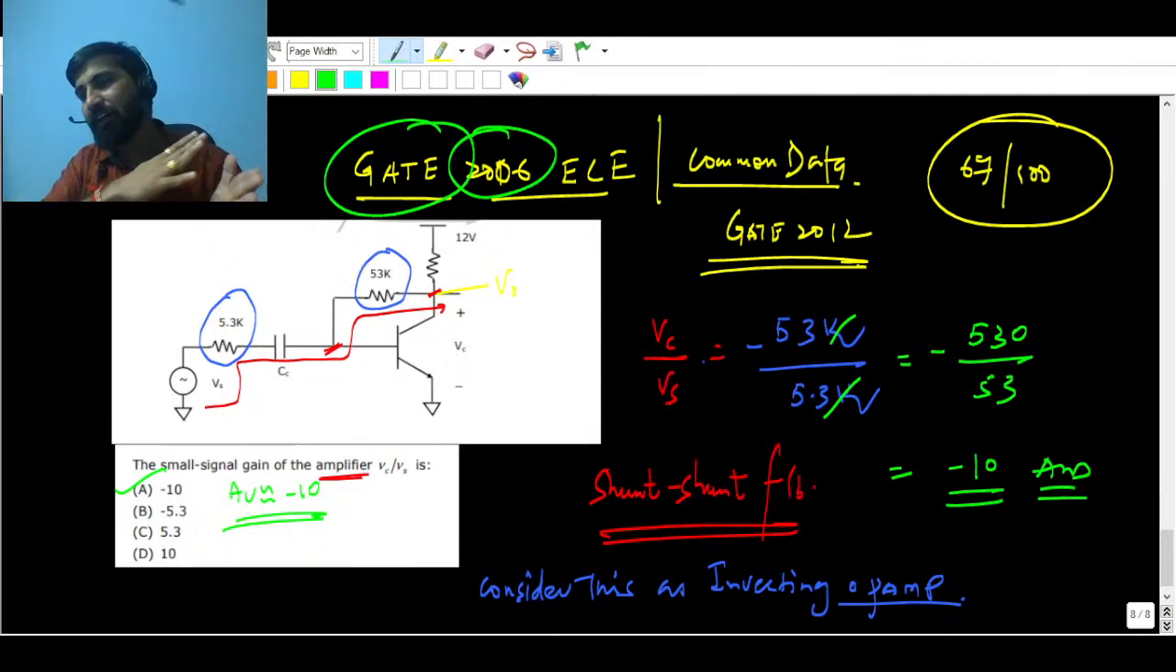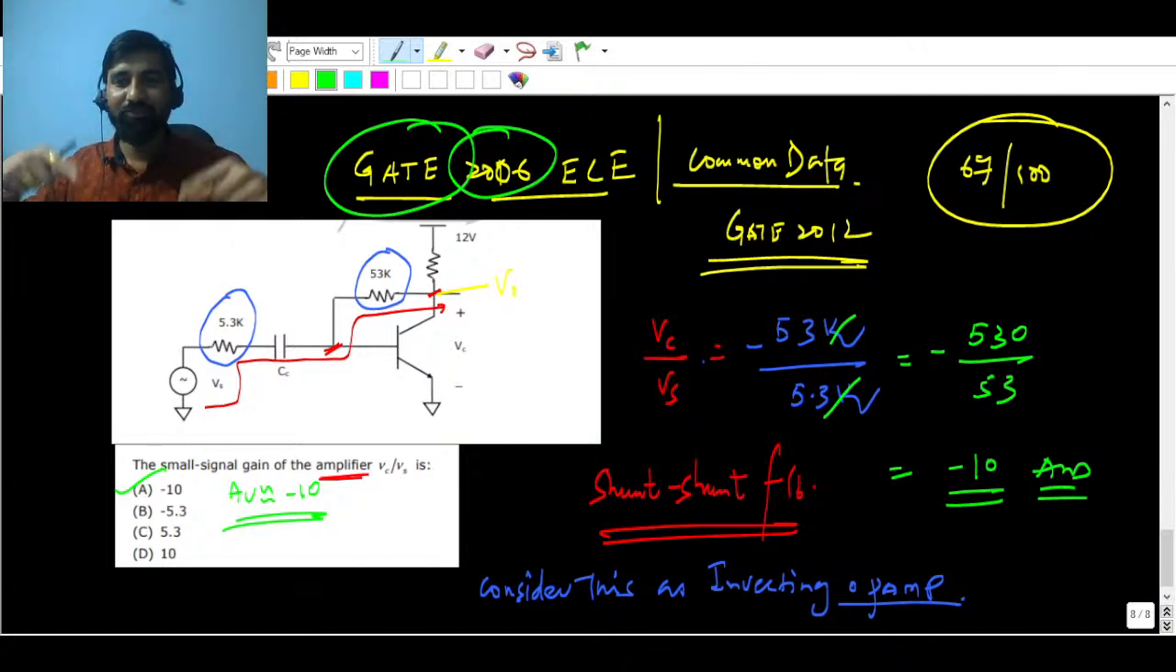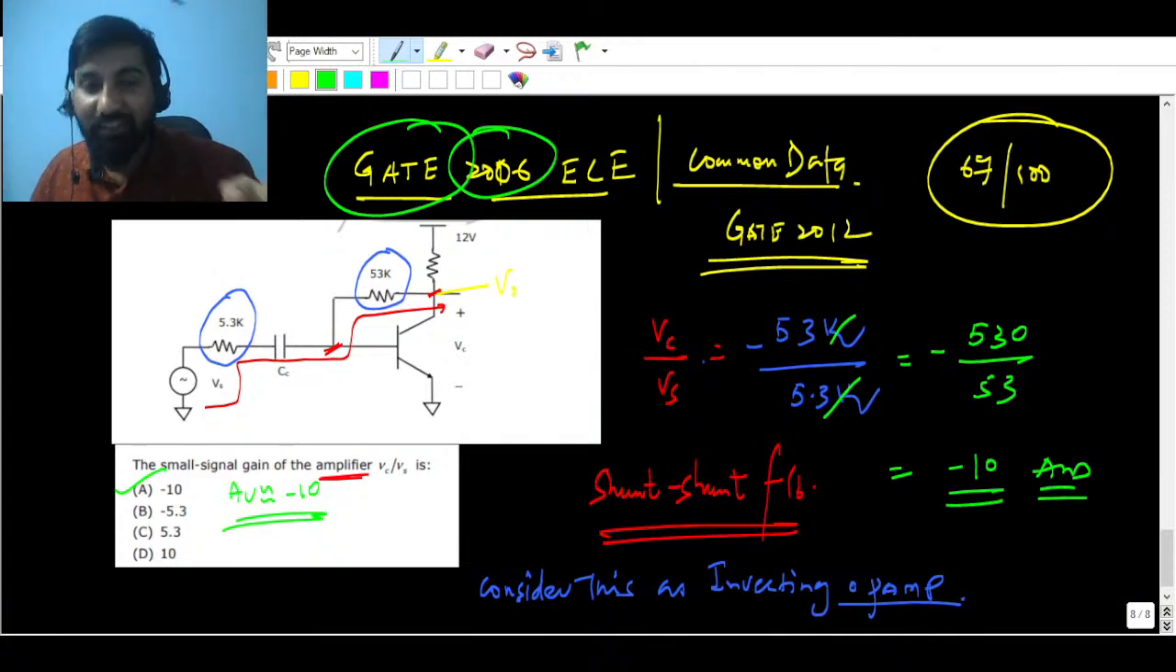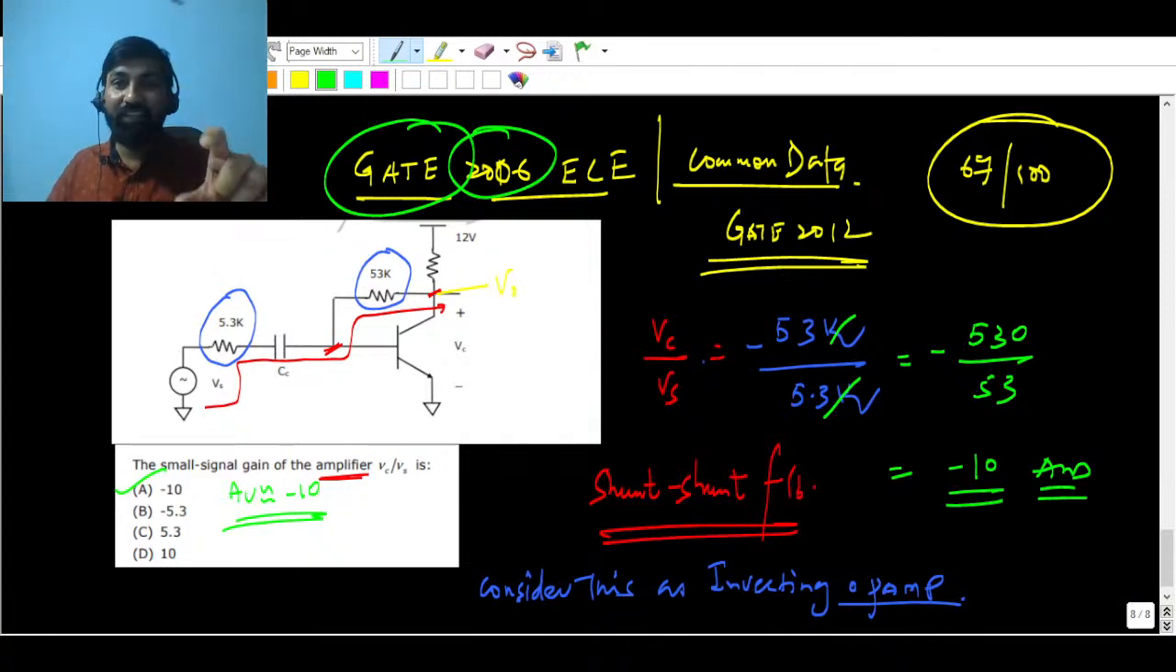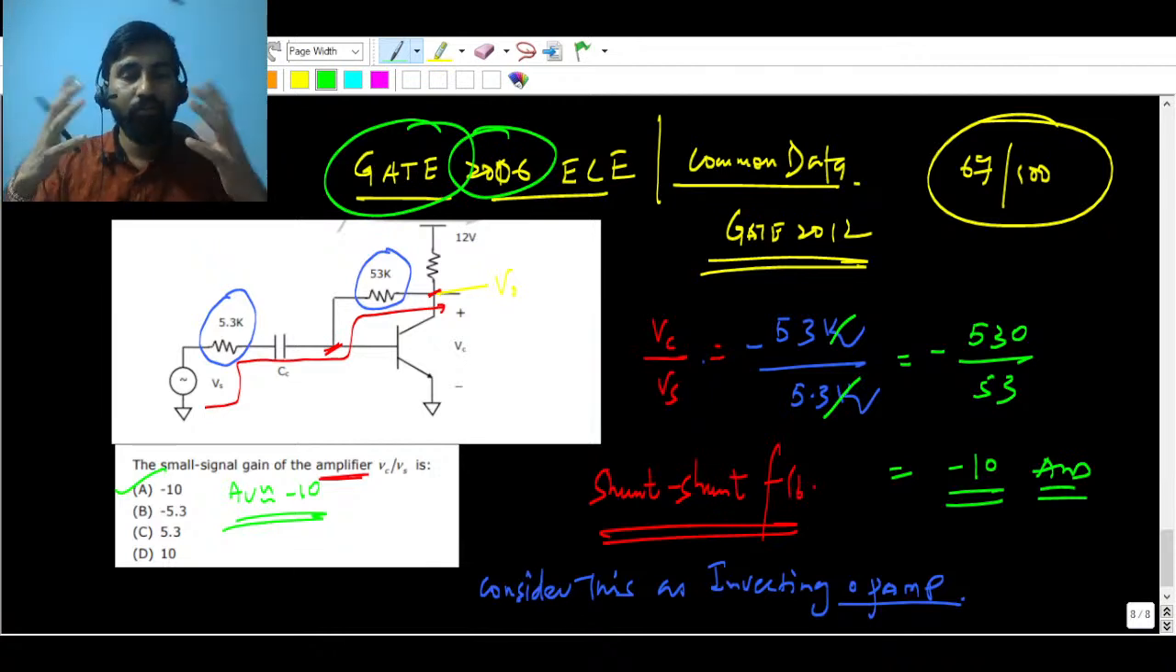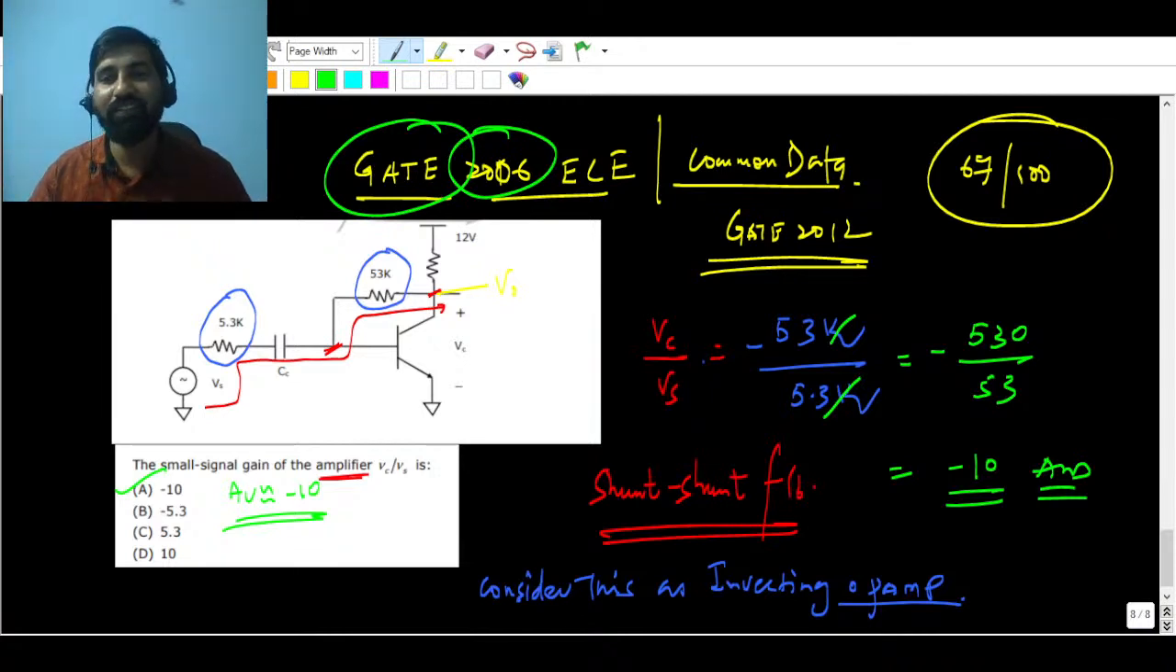We have completely ignored the basic amplifier, right? Because my overall gain was depending upon 1 by beta, and beta is not the beta of the transistor. Remember that beta is the feedback factor from the feedback network, and your feedback network is made up of purely resistances, as far as the op amp is concerned.